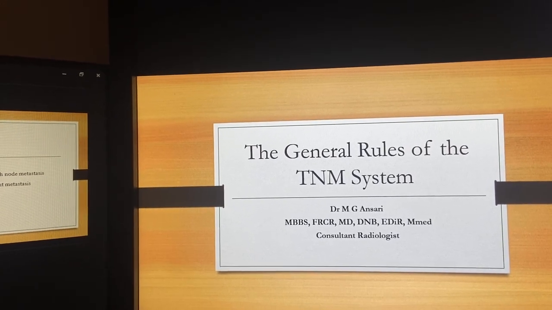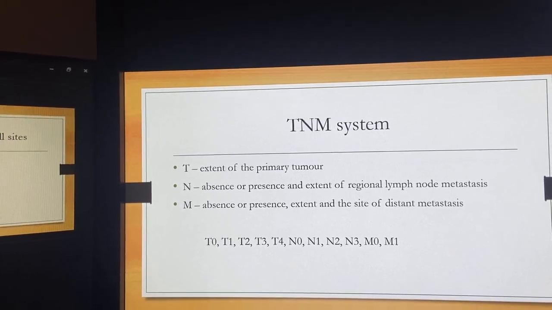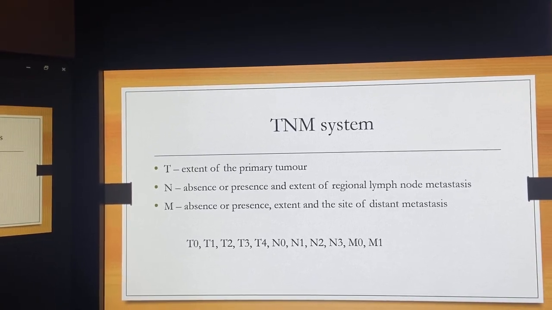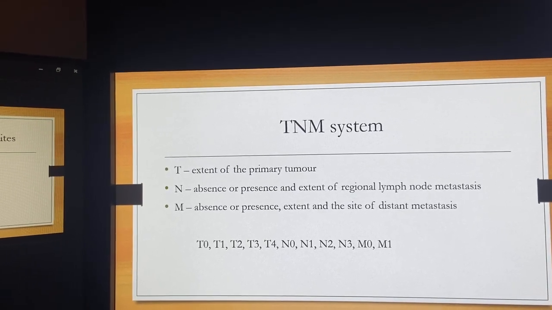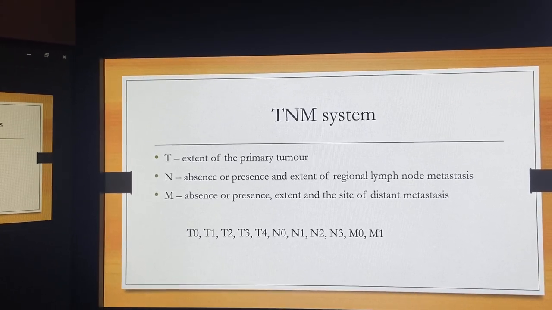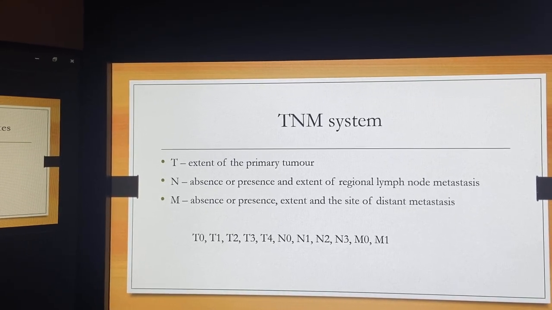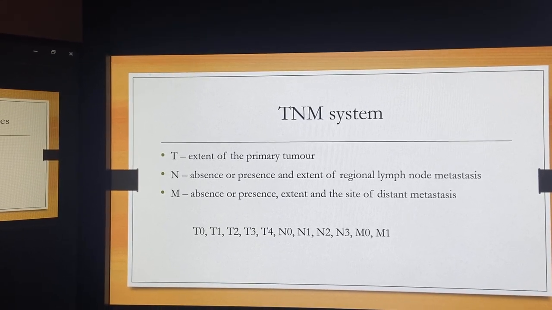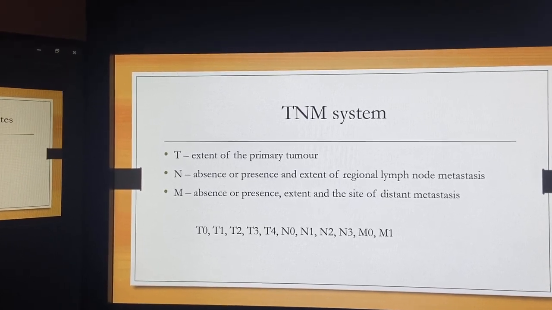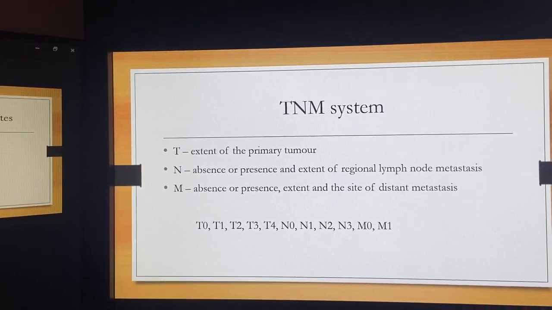The TNM system describes the anatomical extent of malignancy by assessing three key components: T for the extent of the primary tumor, the size and the extent, both of them; N for the presence or absence and the extent of the regional lymph node metastasis; M for absence or presence, extent and the site of the distant metastasis. Arabic numerals such as T1 to T4, N0 to N3 and M0 or M1 indicate increasing levels of involvement. In essence, TNM functions as a shorthand notation that communicates how far a cancer has progressed.